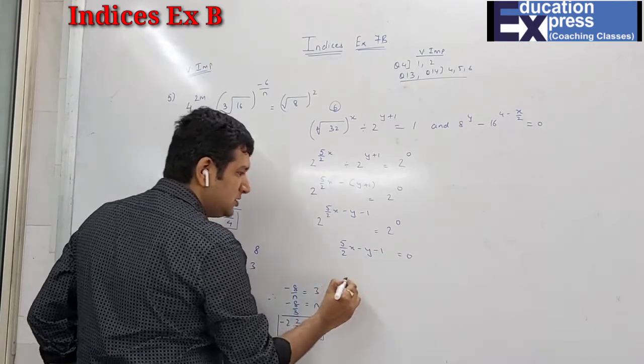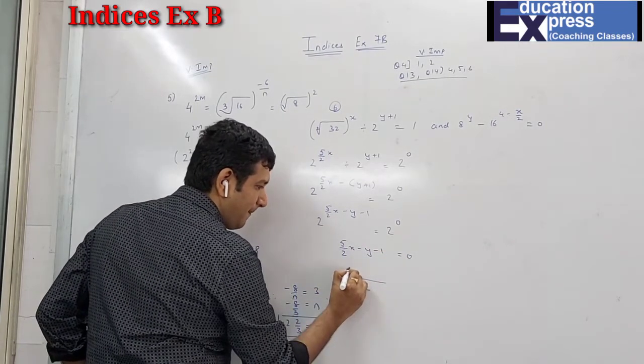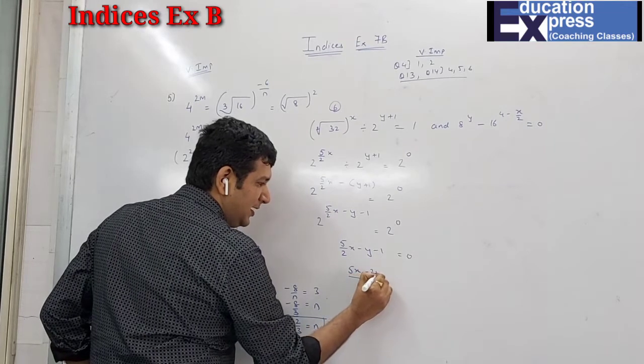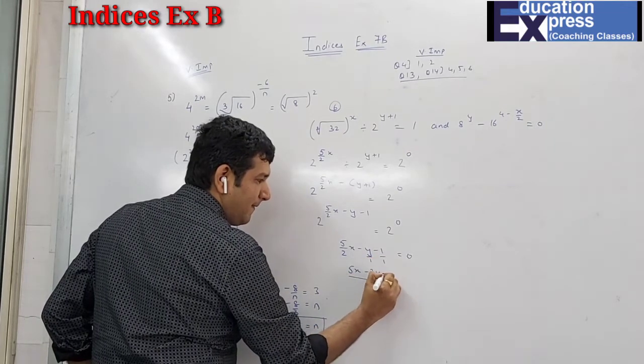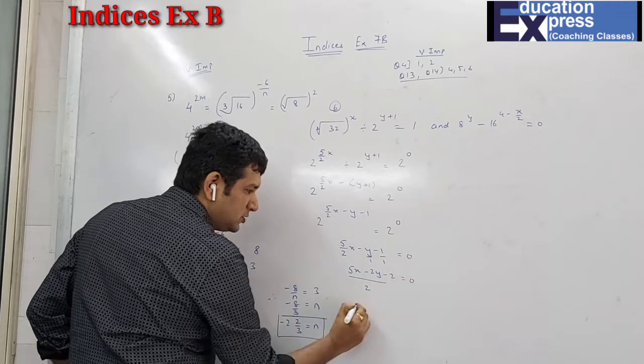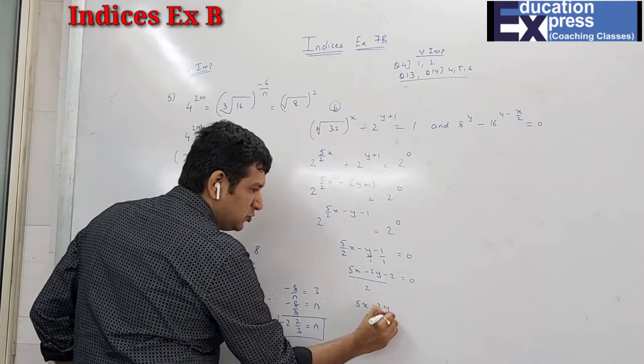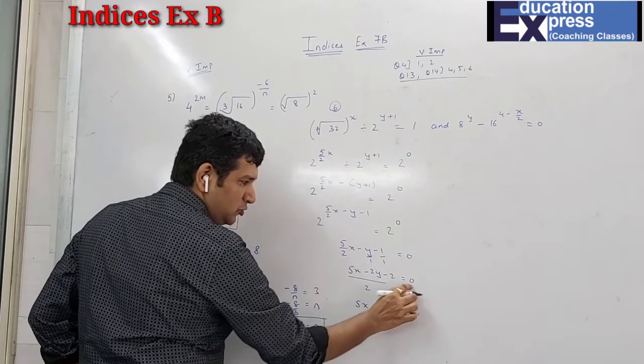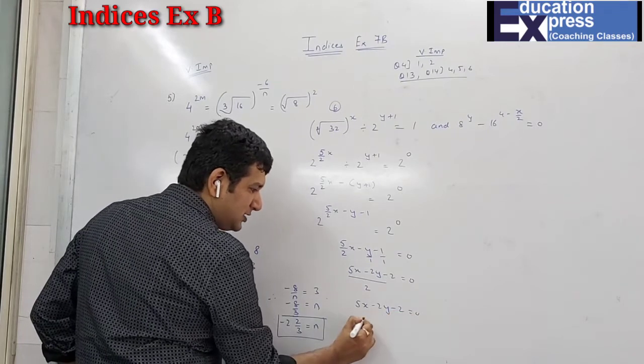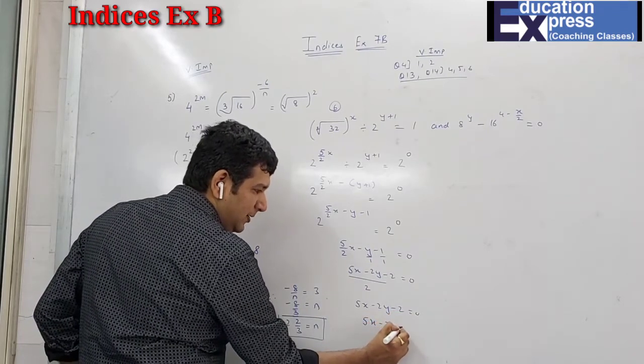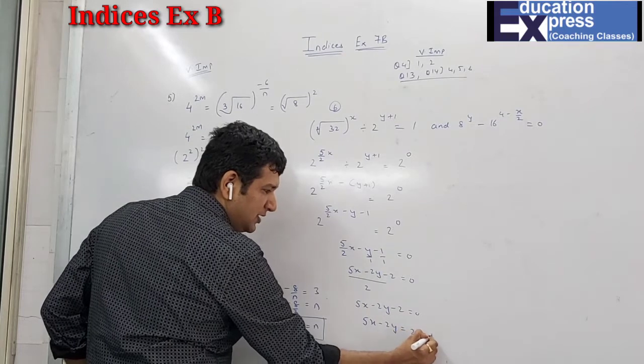So now students, LCM: 5x minus 2y minus 2 equals 0. So 5x minus 2y minus 2 equals 0. 2 to the other side, so 5x minus 2y equals 2, and this is equation 1.